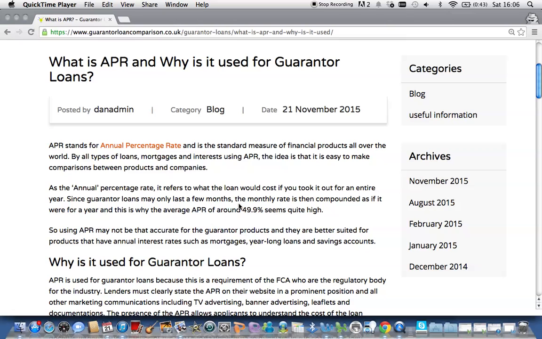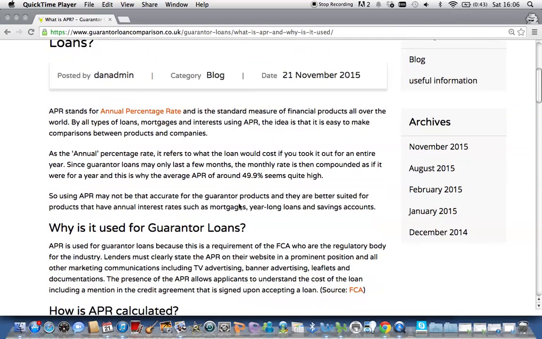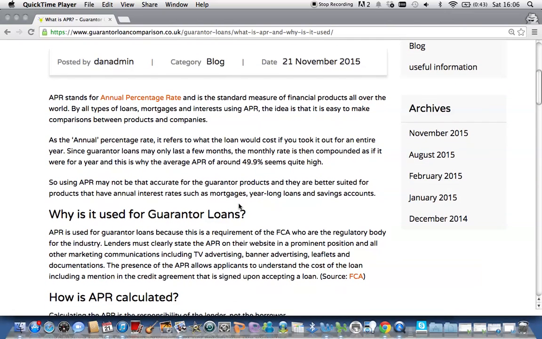As the annual percentage rate, it refers to what the loan would cost as if you took it out for an entire year. So because something like a guarantor loan or a payday loan may only last a few months, the APR could seem like it's quite high, but this is because it's compounded as though you were taking it out for an entire year.